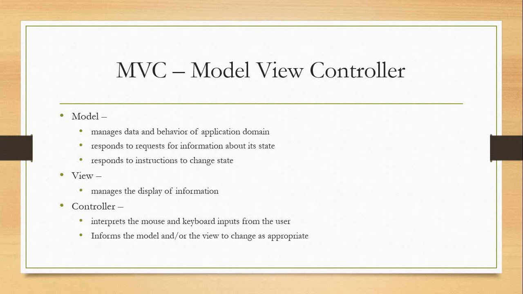The third component that we have as part of the MVC architecture is the controller component, wherein the controller component interprets the mouse and keyboard inputs from the user, based on the URL requests that the user makes. It informs the model and or the view to change as appropriate.